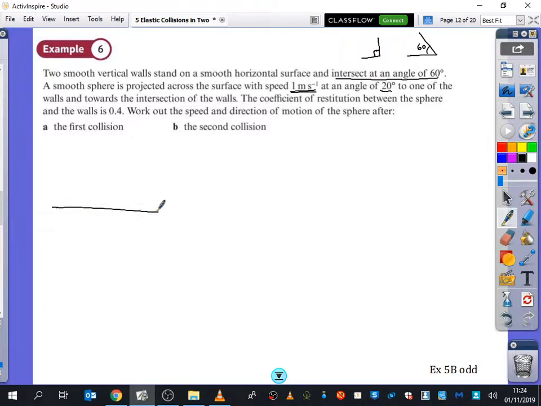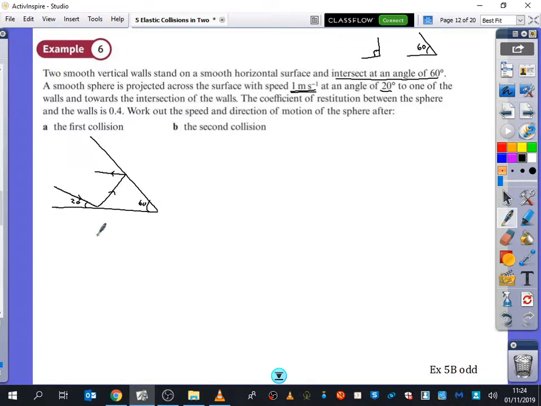So all that's really saying is, here's the kind of setup that we've got where it's 60, and it's being projected at 20 degrees to one of the walls. Generally, it's going to be easier to think of all our problems as coming in from the left and bouncing around these walls like this. So what we can predict is it's coming along here. Here's the path of the ball at 20 degrees. It's then going to bounce off somehow, and then it's going to do some more bouncing like this afterwards. So this is the pathway that the ball is following.